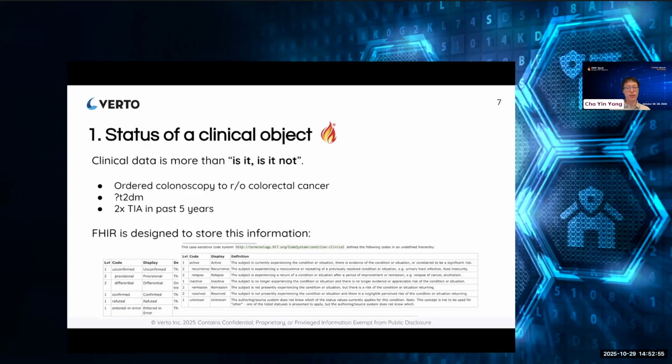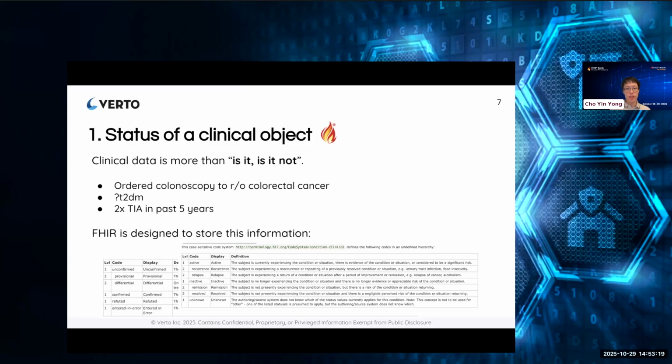Similarly, here's another interesting example: question mark T2DM. This is more of a primary care dialect. The question mark in front of T2DM denotes that it is a suspected diagnosis. Further information is needed to confirm whether or not the patient has type 2 diabetes mellitus. And third, here's an example of 2x TIA in past 5 years.